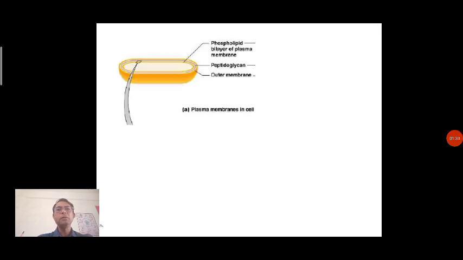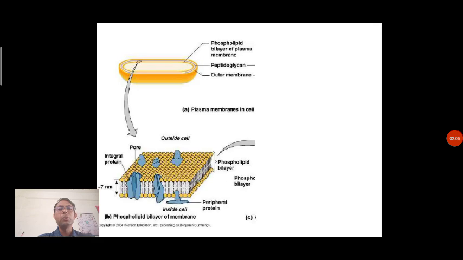Now here you can see, as we discussed in the last lecture, the outer membrane that we called the cell wall, or sometimes this outer layer is also known as the capsule, followed by the peptidoglycan layer, and this peptidoglycan layer is followed by the cell membrane. So the most internal part you can see is nothing but the phospholipids. Now in the second diagram we can see that the cell wall is followed by the next part that we call the cell membrane.